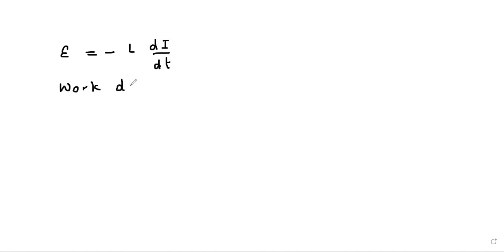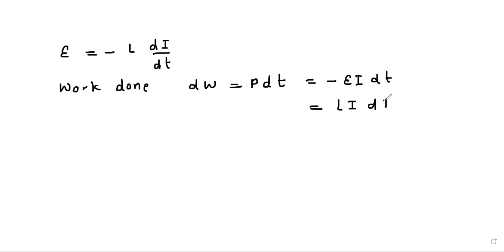Work done in small time dt is, suppose, dW is equal to P dt, where P is power and power is minus E I dt. So we put the value of E as minus L dI by dt. So it will become L I dI. So this is dW.